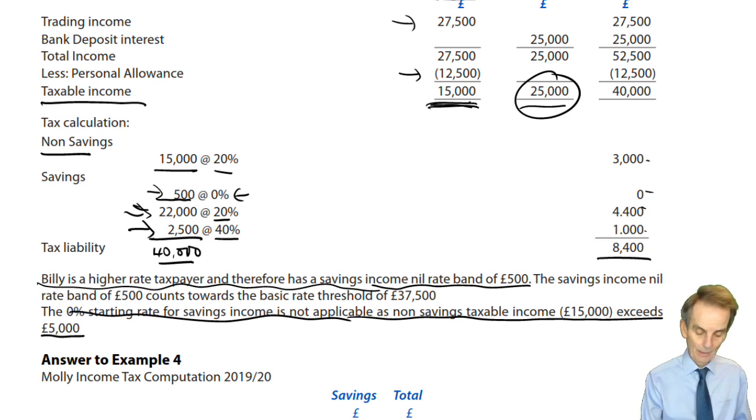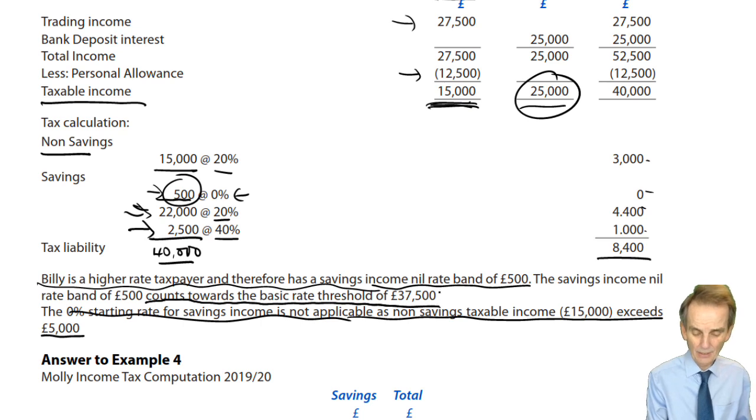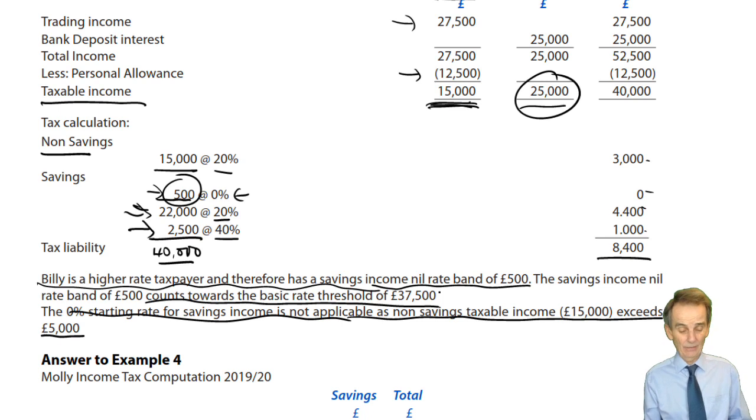Again, look through these notes here at what we have said. Higher rate taxpayer, savings income nil rate band is £500, and that 500, as we've seen, counts towards the basic rate limit of £37,500, leaving just 22,000 of basic rate band remaining to be taxed at 20%. It pushes 2,500 of your savings income into the higher rate band, where it's taxed at 40%.